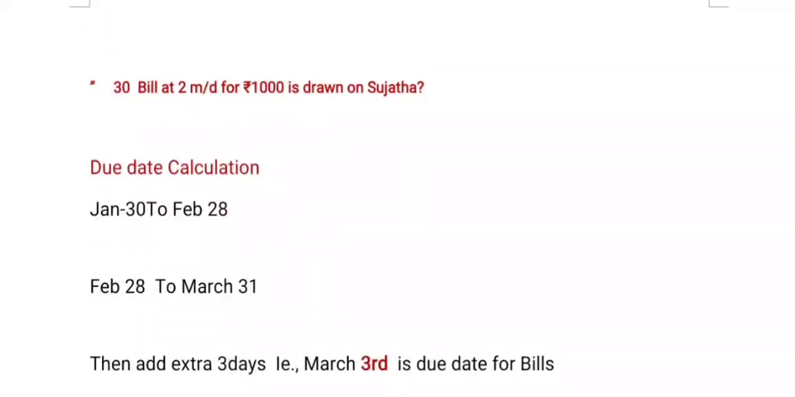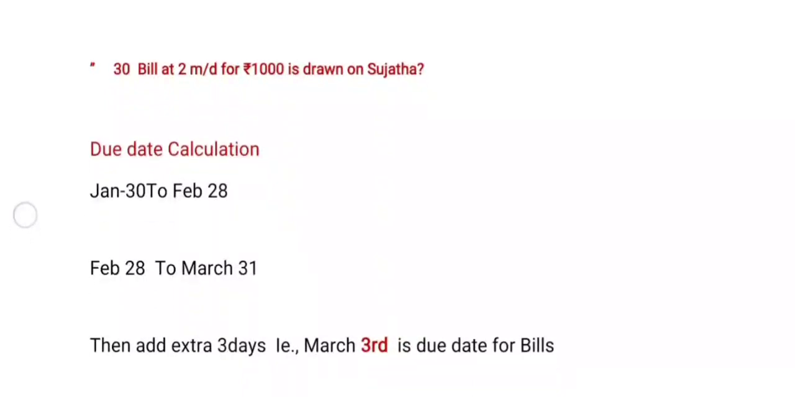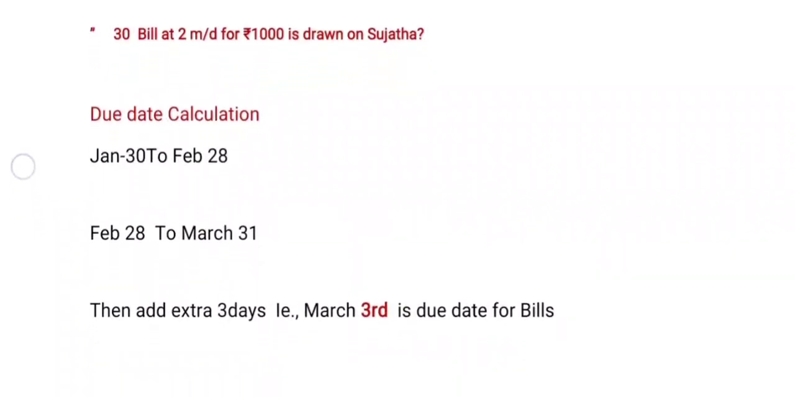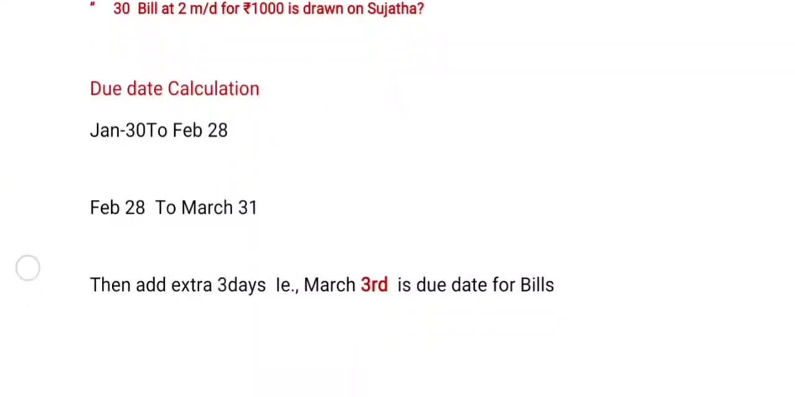Here the term given is 2 months. Now coming to Jan 30 to February 28, it is 1 month. Now coming to February 28 to March 31st, it is 2 months. Then after adding 3 extra days, March 3rd is the due date for the particular bill.